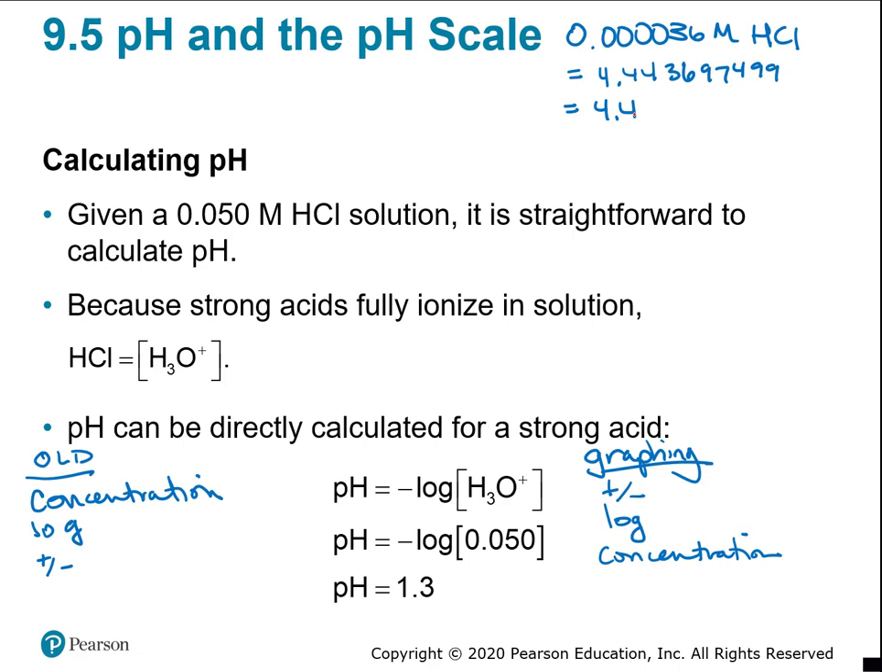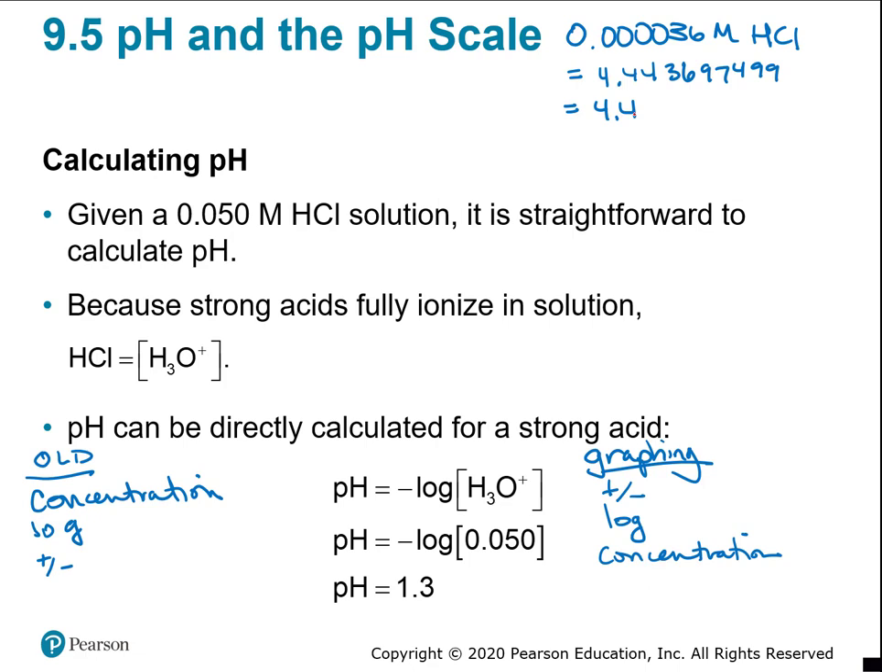If you have an old calculator, I have to put the concentration in first, then do log, and then do plus minus. So it's kind of like I have to work backwards. It's just because on the older calculators, you can't do a function unless you have a number in it. Okay? Try the one that's right there.